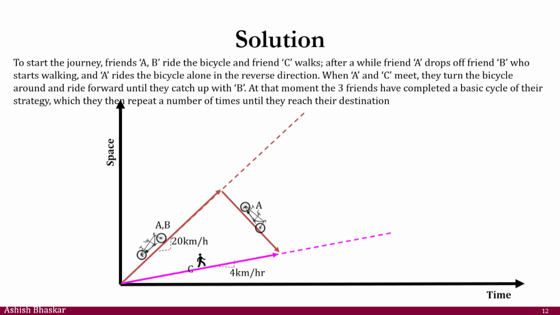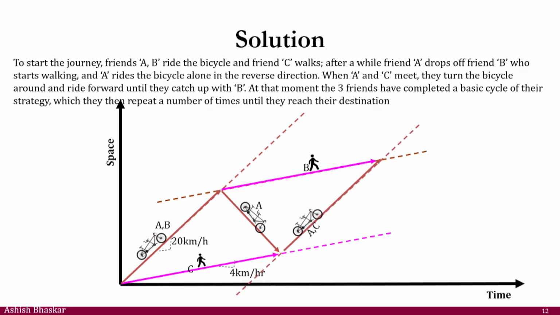Now what's going to happen? B starts walking now, so this slope is the same as that slope. And then when A reaches C, at this time, both start riding and then meet B at that location. So the question is at what speed the whole three friends are moving forward. Now again you will have something like this happening and you keep on moving.